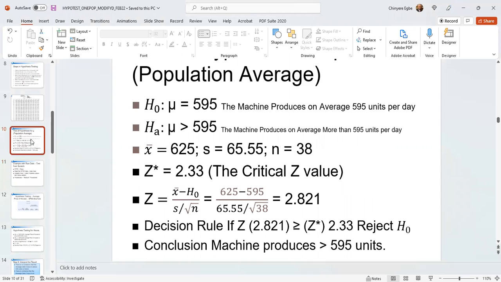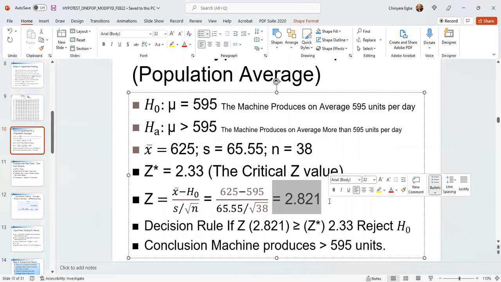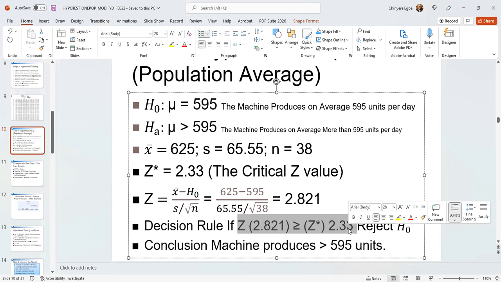Are you seeing my screen? Yes, I can. You see, we selected a critical Z value. Am I correct? Yes. And we calculated the Z value, and we compared the calculated T to the critical T. You see that? Very good.